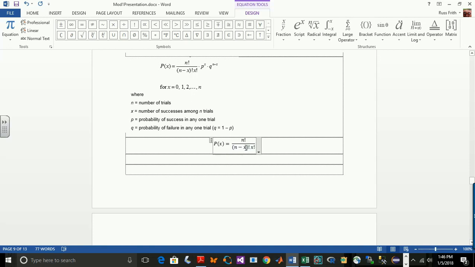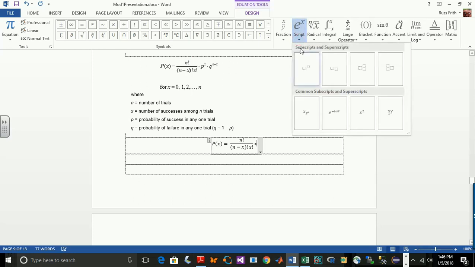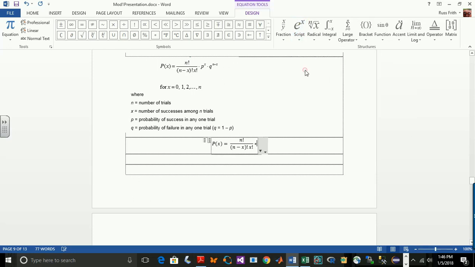And so I want a multiplication symbol. So I type times, and then I need p to the x. This is an exponential term. So I select an exponential term. I go here, and I select this format. Now I put my cursor in the base of the exponent, and I type p. Now I hit my right arrow key. It highlights the box, and then I type x.